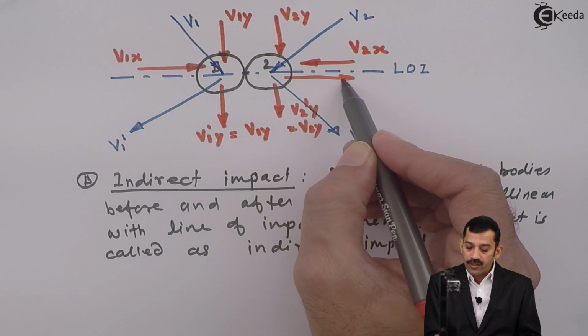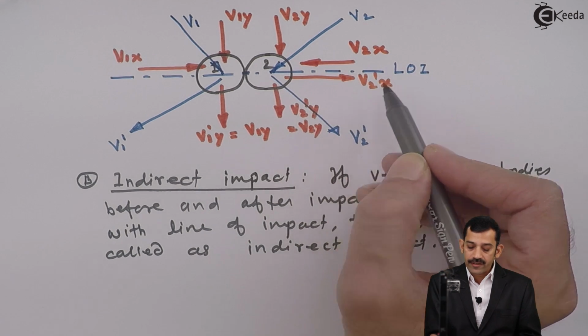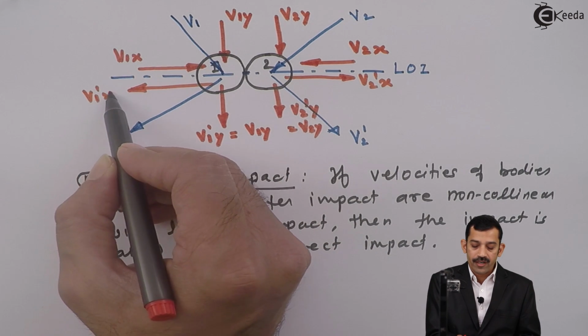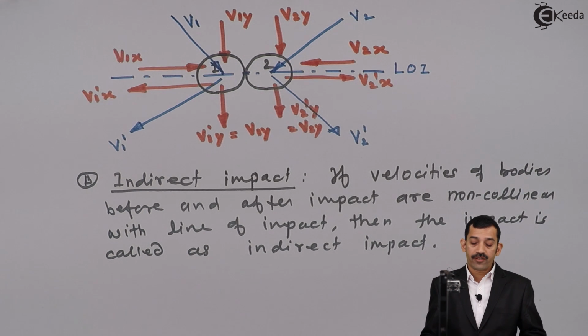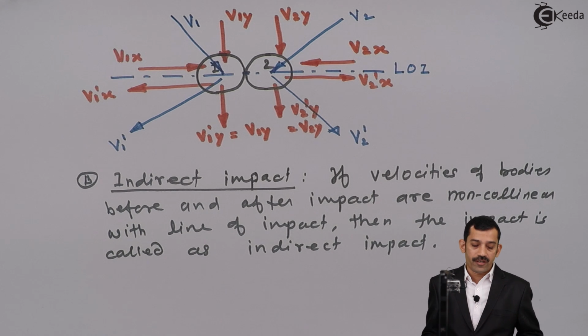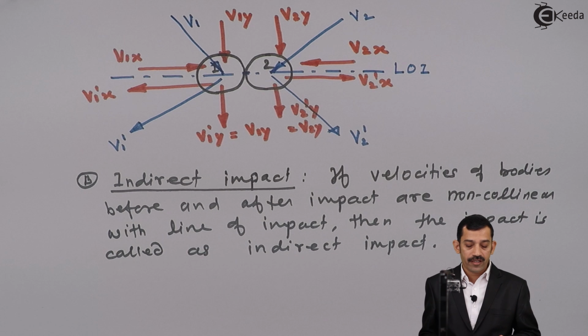Components of velocities which are perpendicular to the line of impact remain the same after impact, and the other components, if I resolve v2 dash we get v2 dash x, and v1 dash in the horizontal direction gives v1 dash x. That means the components of velocities along the line of impact, v1x, v2x, v1 dash x, v2 dash x, vary as per the law of conservation of momentum and coefficient of restitution equations. That means for indirect impact, these equations will be written in component form.